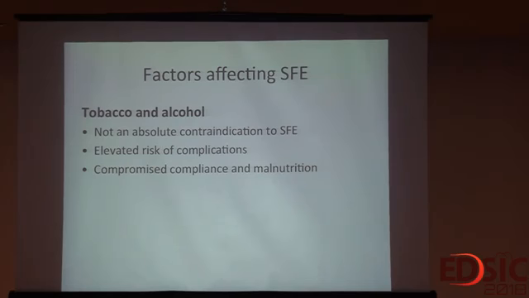Tobacco increases the risk of implant failure and peri-implantitis. However, tobacco is not an absolute contraindication, but elevates the risk of complications, especially perforation of the membrane. Potential sinus elevation candidates should be informed about the elevated risk of complications and motivated to quit smoking. And alcohol also increases the risk of complications. The main problem with alcohol is probably an accompanying compromised health and also malnutrition and compromised compliance. And compliance is also important in these patients and should be evaluated carefully, preoperatively, and patient-based.